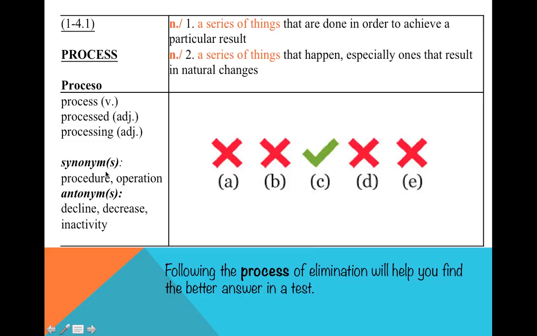We got some synonyms, and we got procedure, operations. So other words that you can use instead of process is procedure or operation. Antonym words, we got decline, decrease, inactivity.